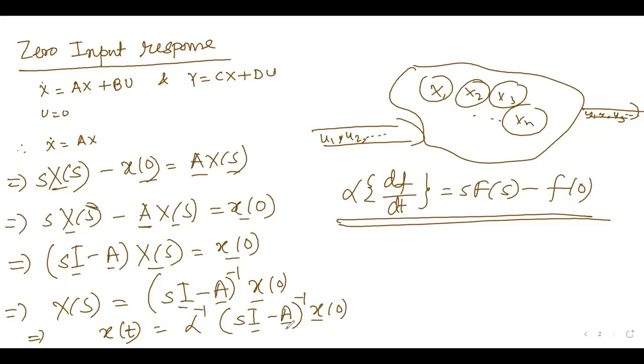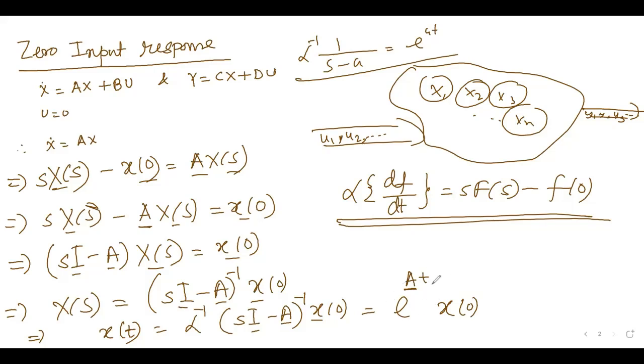We know the Laplace inverse of 1 by (s minus a) is e to the power at. This is also 1 by (s minus A), but here it is a matrix. So here it will be e to the power At, where A is a matrix. Here I means the identity matrix, you know. So it will be e to the power At, but the only difference is that A is a matrix.